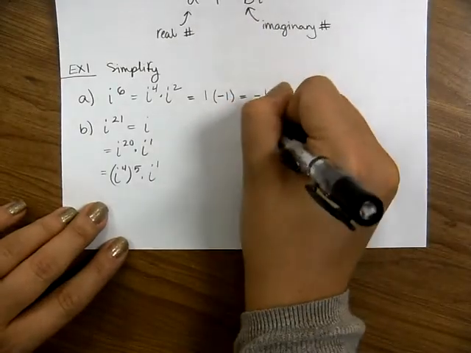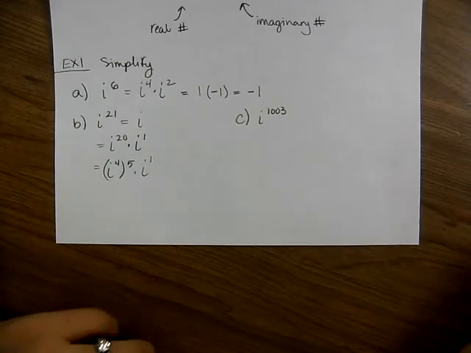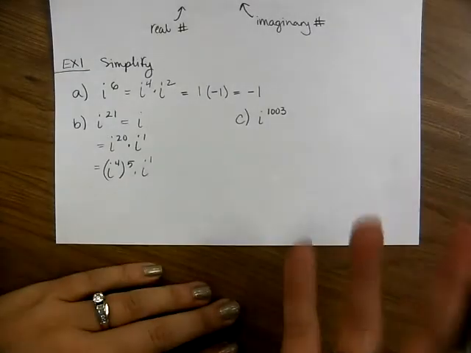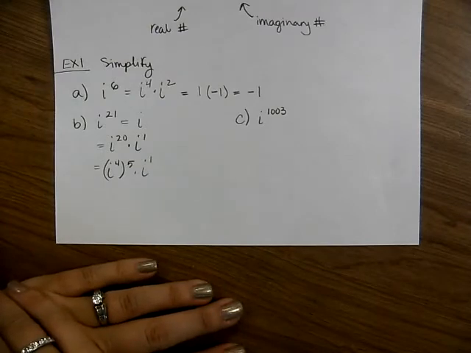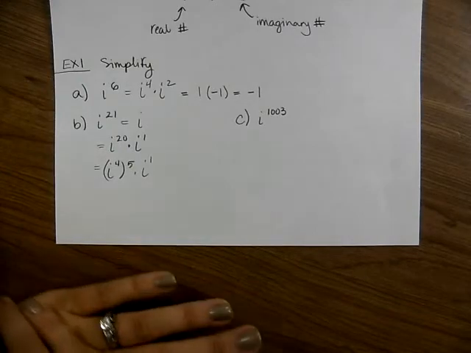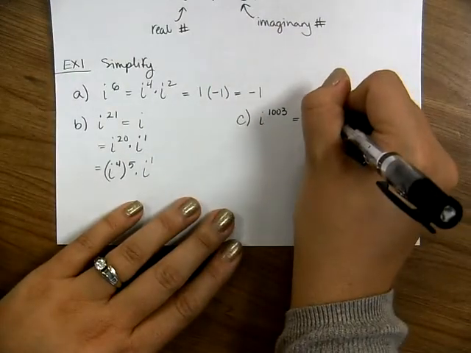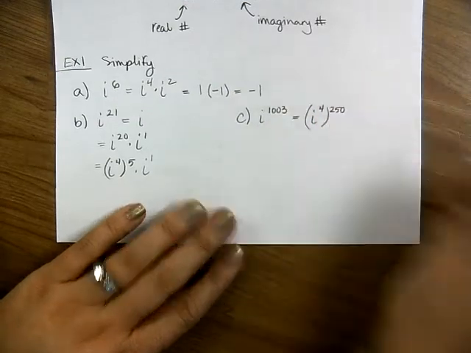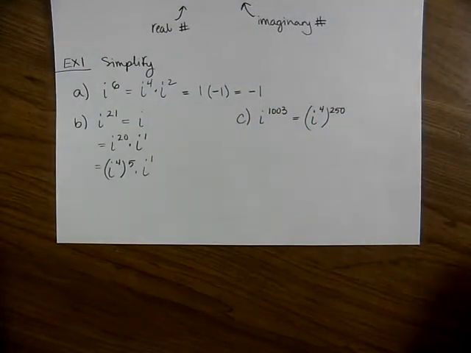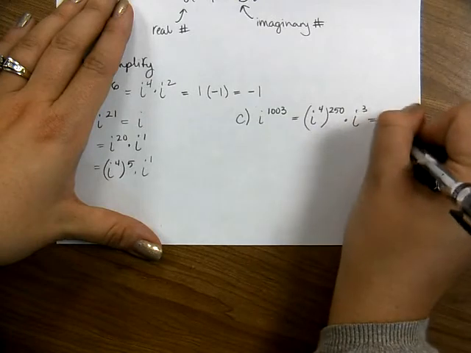What about this one? i to the 1003. Making it more exciting now. What do you got to do here? Negative i? I agree. How come? Because if you just do like 1,000, it would be i, and then like the 3 is. So, like, there's i to the 4th occurring 250 times here, right? Because 4 times 250 gives you 1,000, times i cubed. Well, none of that matters because this is equal to 1, so this is just i cubed, which is negative i.